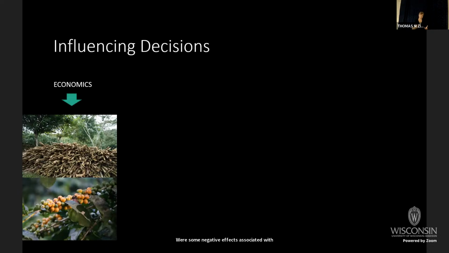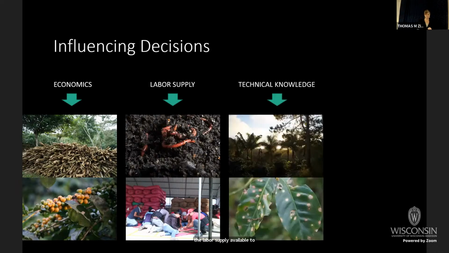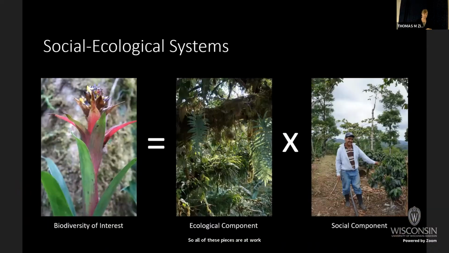And overall, the decisions that they made on the farm were influenced by a complex suite of economics, where they were weighing the economic value of having trees on the farm versus the economic value of the coffee, and how those intertwined with each other. The labor supply available to implement different or new practices, the technical knowledge of what even those practices would be, and then the personal values of the farmers. So all of these pieces are at work in the decisions that they're making on their farms.